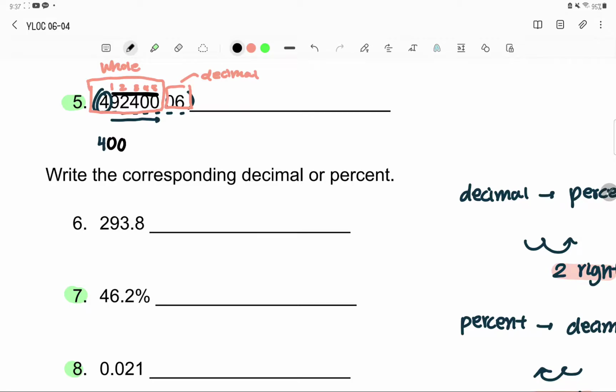So 1, 2, 3, 4, 5, plus, and move on to the next number, which is 9. We can see that we have 4 numbers after it. So 9, 1, 2, 3, 4. This is 4, this is 5. Plus the next number is 2, and we have 1, 2, 3 after it. So 2, 1, 2, 3.